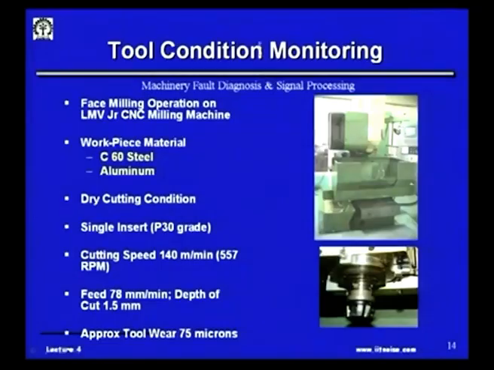But here let me tell you what this tool condition monitoring is about. We have a face milling operation being done on a machine. We used two work materials, one was steel and another was aluminum. No cutting fluid was used, it was a dry cutting condition. There was a single cutting tool insert, and the cutting speed was approximately 140 meters per minute or 557 rpm of the spindle. Feed and depth of cut were kept low, and the approximate tool wear was 75 micron.